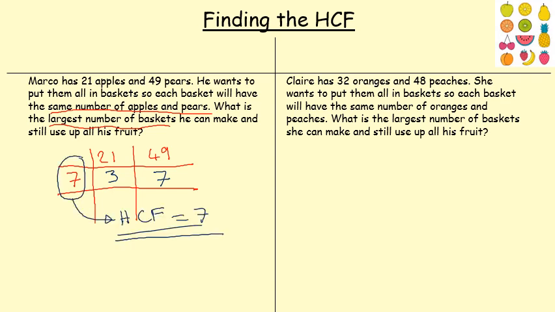By finding the highest common factor, we can think this through logically. If we had 7 baskets, that would mean we had 3 apples and 7 pears in each basket, which works. We have the same number of fruit in each basket. Therefore, by finding the highest common factor, we have actually answered all of this question. On the right-hand side, there is a very similar question. I would like you just to pause the video and have a go at this now.